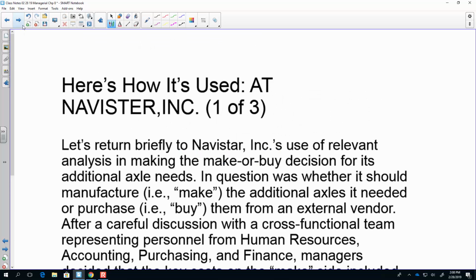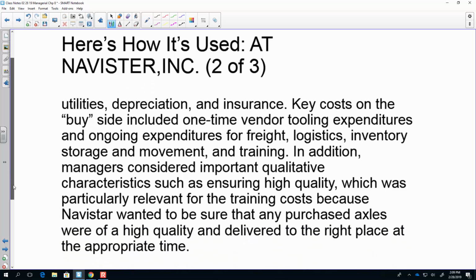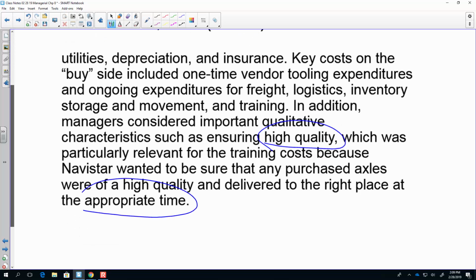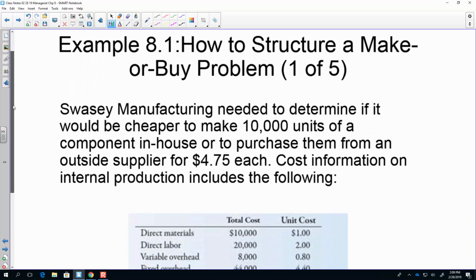So I do have that discussion here regarding what costs did they consider in their process, as well as ensuring that the product they're getting from a vendor has the quality that they're used to, right? And that they make the delivery at the appropriate time. So those are the qualitative factors relevant in a decision process. Quality is important, that's a given, but delivery is just as high on the qualitative decision process.